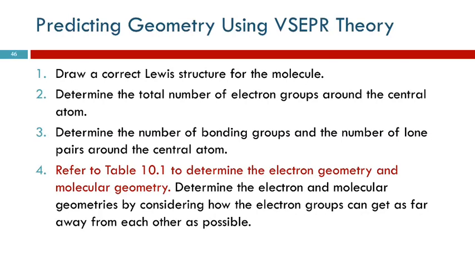After you do that, you have to look at the total number of electron groups, remembering that a group is a lone pair, a single bond, a double bond, or a triple bond. So then we're going to look at the number of bonding groups and lone pairs.